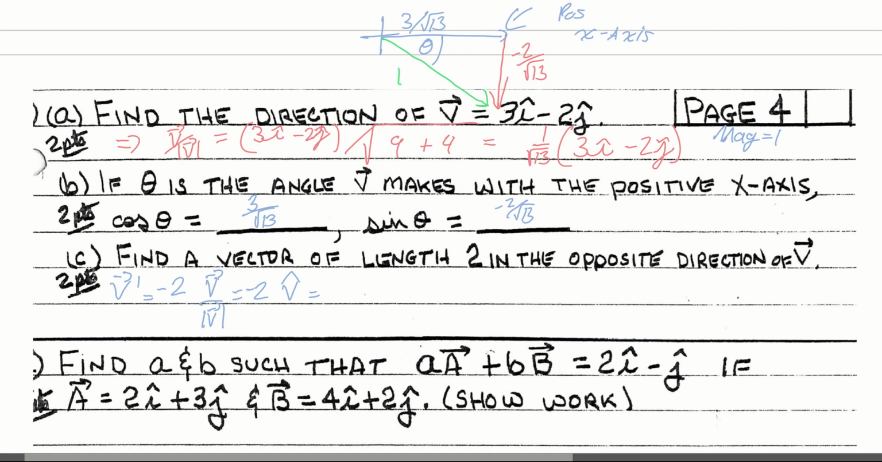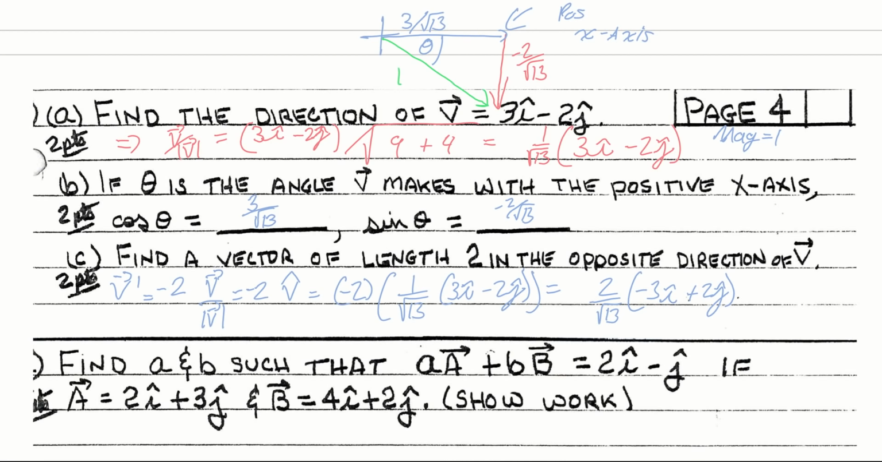So we take our negative 2 and multiply it by 1 over the square root of 13 times 3i minus 2j, and then it would equal 2 over the square root of 13 times negative 3i plus 2j. All right, so this is our final answer here.